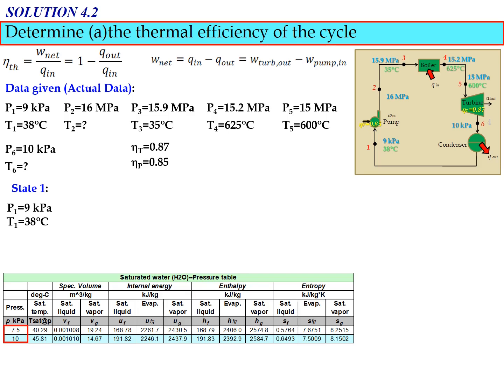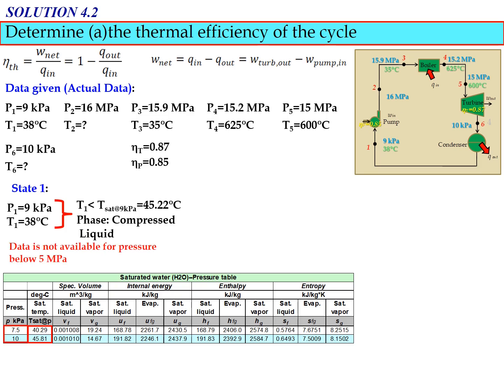So now we need to make interpolation for 9 kilopascal in order to determine the value of T saturated at state number 1. From the interpolation, we obtain that T saturated at 9 kilopascal is equal to 45.22 degrees Celsius. And then we compare the saturated temperature with the temperature given, T1 equal to 38 degrees Celsius. So T1 is lower than T saturated at 9 kilopascal. Thus, the phase of state number 1 is in the compressed liquid region.